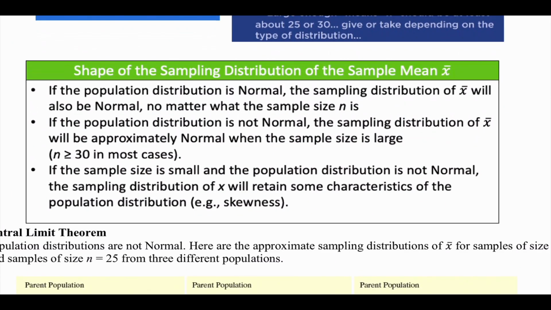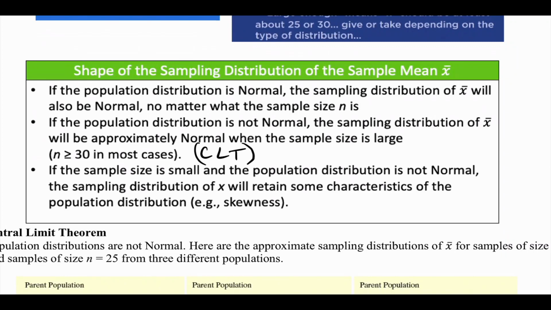And then these are the 3 options here. I listed the 3 options here. I put them on the board too. If the population distribution is normal, if it's stated as normal, it's always going to be normal, no matter how big your sample is. Number 2, it's not normal, or they didn't state it, but my sample size is big enough, greater than or equal to 30. I can use central limit theorem.